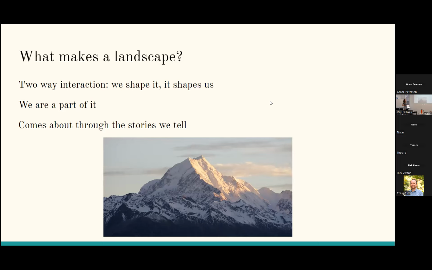So one way to think of it is it's actually something that not only we can shape, but also shapes us as we walk through it. So there's actually a two-way interaction going on there. And that we're also part of it. The landscape is a living being and contains many living beings, and we are one of them. And finally, it comes about through the stories we tell. So it's not kind of rigid and inert, but it's actually always being constructed.